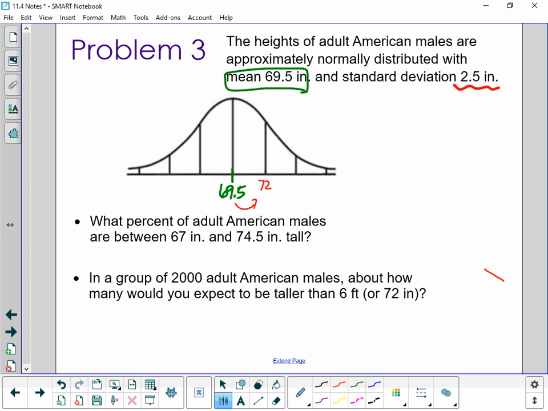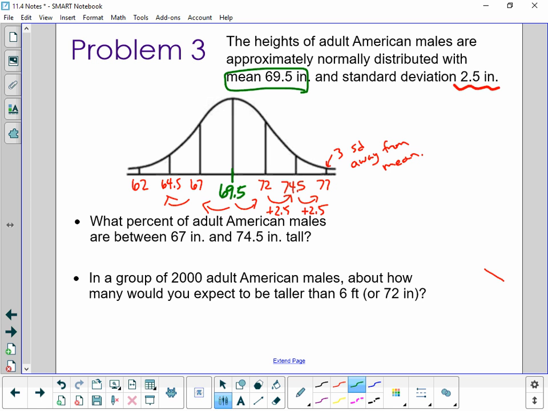And I like to go all the way out in one direction before I go in the other. So another standard deviation would be 74.5 and finally 77. So this would be 3 standard deviations away from the mean. And then we could do the same thing in the other direction, but now we're subtracting the 2.5. So this would be 67 inches, 64.5 inches, and 62 inches. So now that we have put our little number line there at the bottom, we can answer these questions.